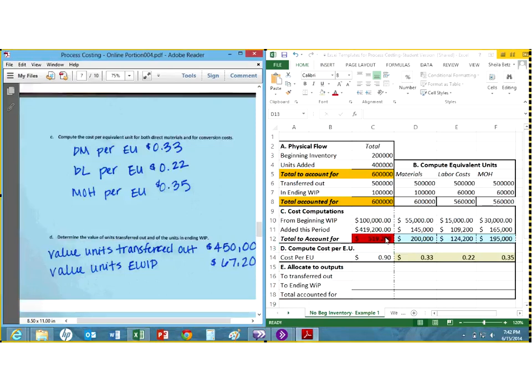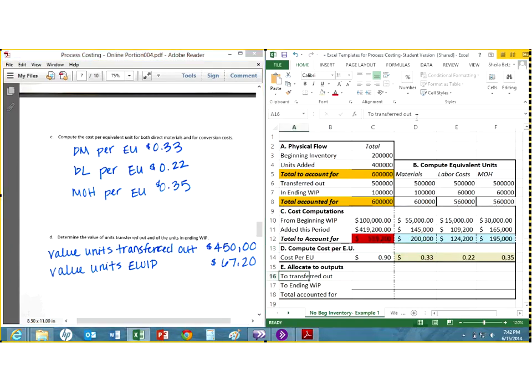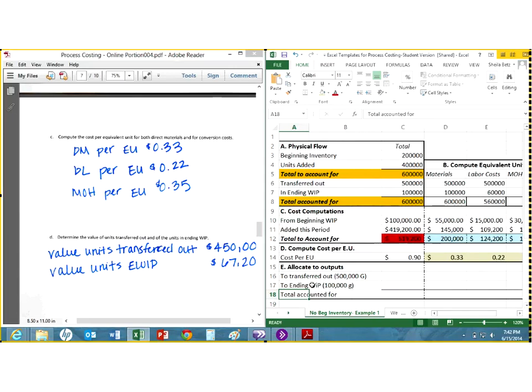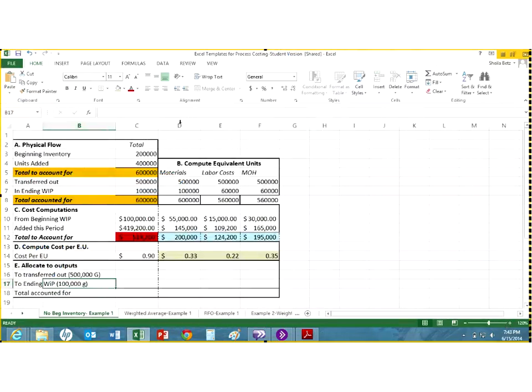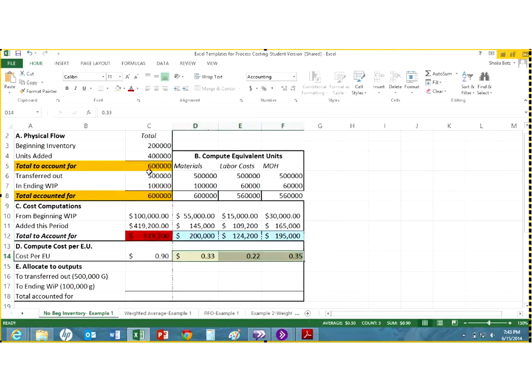Now the final part. We need to divide this $519,200 up to those 500,000 units that we completed and transferred out, or those 500,000 grams, and those 100,000 grams that are left in ending inventory. So to do this, we're going to use these cost per equivalent units.